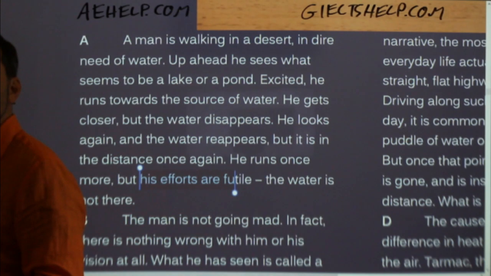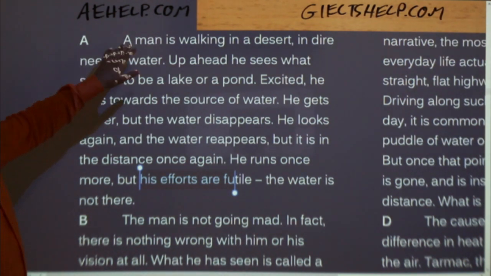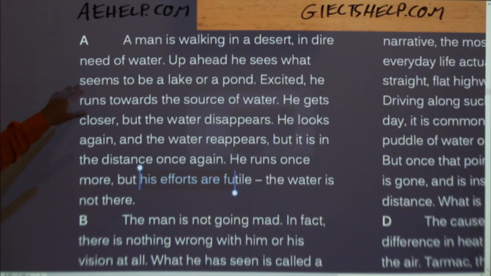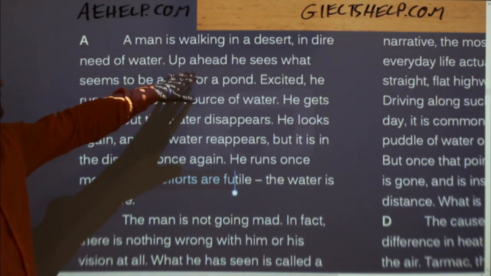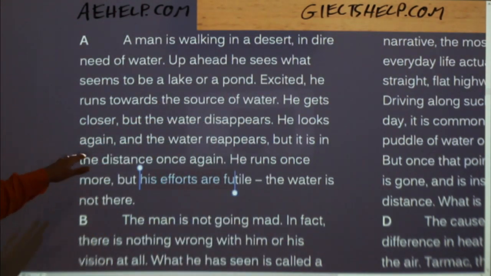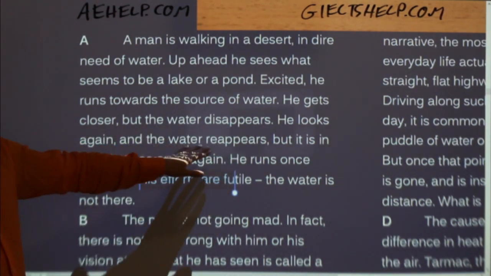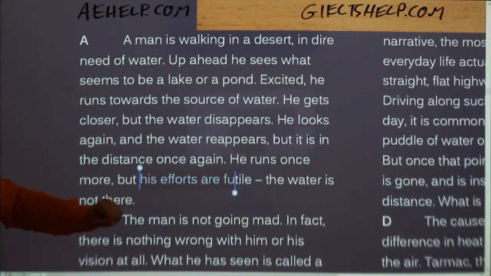Then I will start reading. Okay, here we go, girls and guys. Read with me. A man is walking in a desert in dire need of water. Up ahead, he sees what seems to be a lake or a pond. Excited, he runs towards the source of water. He gets closer, but the water disappears. He looks again, and the water reappears, but it is in the distance once again. He runs once more, but his efforts are futile. The water is not there.